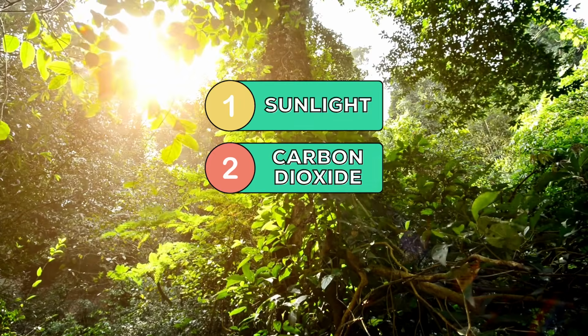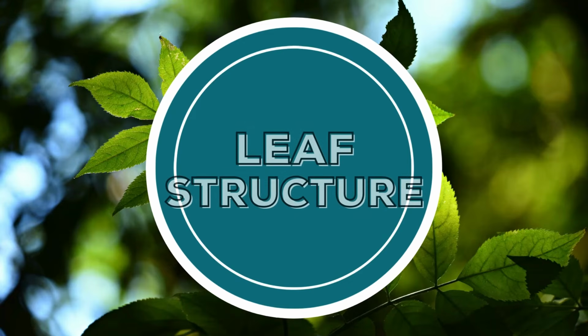Then we have the sun, pumping out energy in the form of light. This is the essential energy that our plants need in order to perform photosynthesis. So in terms of these producers making food, the ingredients that they need are sunlight, carbon dioxide, and water. Let's zoom in and take a closer look at our plant.